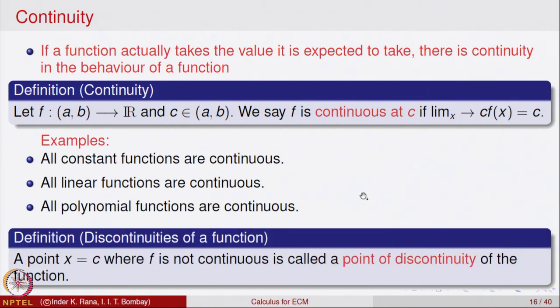Next, we would like to describe when a function is not continuous at a point, what does that mean? We say a point x equal to c, where f is not continuous, is called a point of discontinuity of the function. A point, of course, should be in the domain of the function. If a function is not continuous at a point, then that point is called a point of discontinuity.